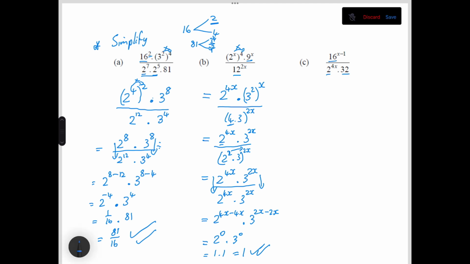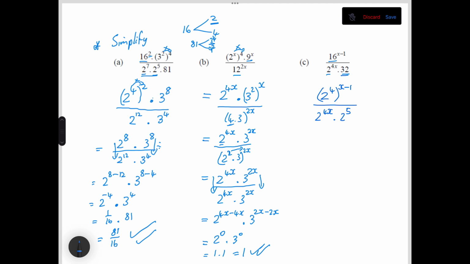Right, so we have 2 as a base. We're going to make everything the 2 base. That 16 is written as 2 to the power 4, x minus 1. Now you have to be very careful what we're going to do next. So it'll be 4x times 2 to the power of 5. So 32 can be written as 2 to the power 5.